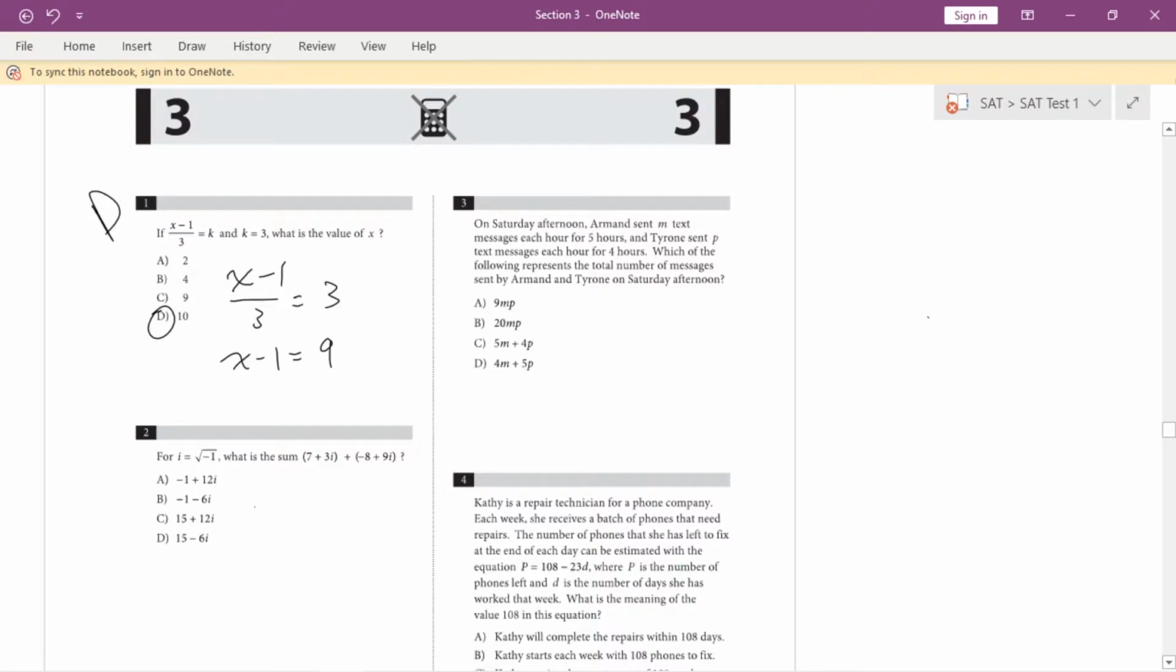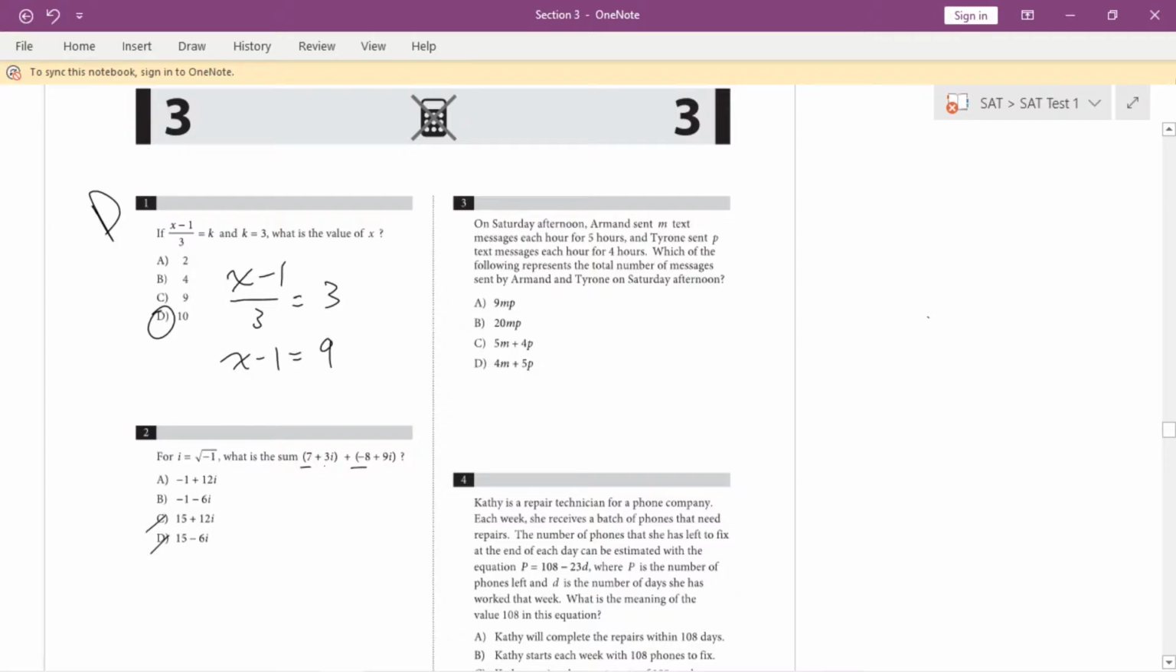Number 2, it says for i is equal to radical negative 1, what is the sum of 7 plus 3i plus negative 8 plus 9i? Well, if I take a quick look at my options before I start, I see negative 1, I see 15 and 15. Let's see. Well, I see 7 and negative 8. And if I combine 7 and negative 8, I should get negative 1. So I can eliminate options C and D.